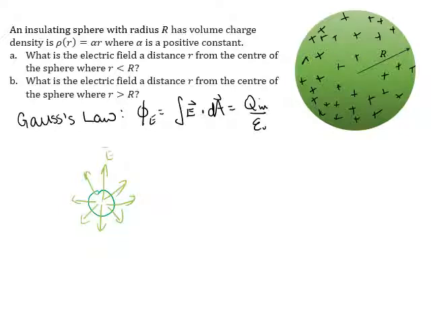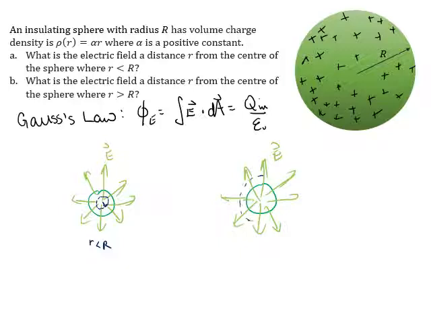So there's our electric field. I'm going to draw this sphere twice and my electric field lines twice. We always want to pick a Gaussian surface that reflects the symmetry of our charge. So our Gaussian surface is going to be a sphere. One of our Gaussian surfaces is going to have r less than R, and one of our Gaussian surfaces is going to have r greater than R. But they both look pretty similar.